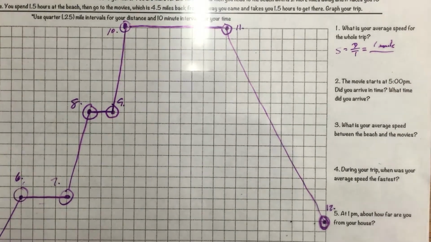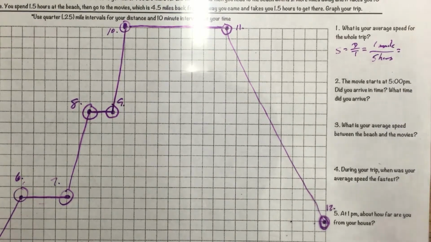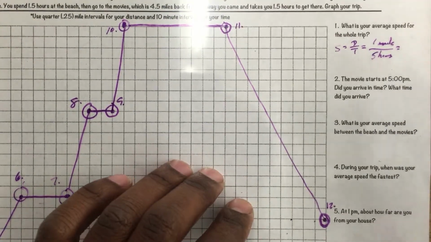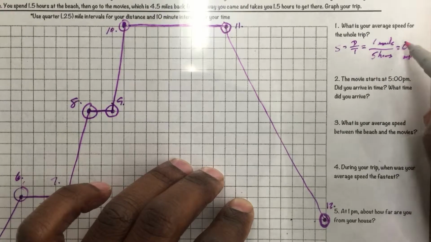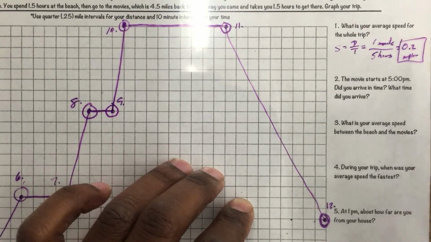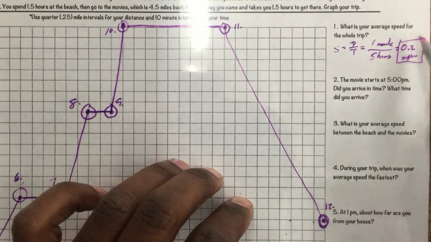And the time it took to get there from 12 to 5 o'clock, that's 5 hours. Okay, and then if you do the math, 1 divided by 5, that's 1/5. The decimal for that is 0.2 miles per hour. That should be the units. They might have written it a different way, but 0.2 miles per hour should be the answer in the units.